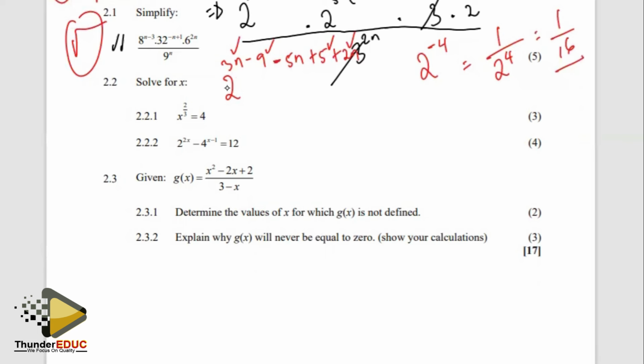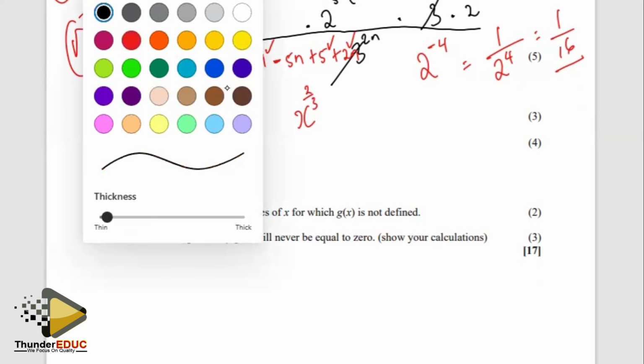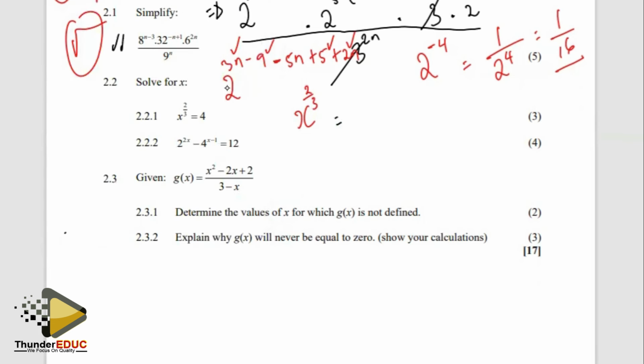We have this to the exponent of 2 over 3 is equal to 4. So if you have an exponent that you need to get rid of, we normally use the reciprocal. Okay, so if that is 2 over 3, the reciprocal of 2 over 3 is 3 over 2. So let me make 4 the base of 2, times 3 over 2 times 3 over 2. So this will cancel out, and then you have just a plain x.